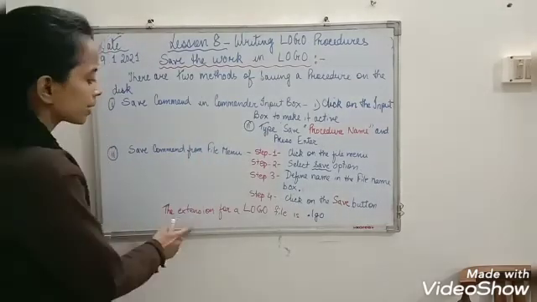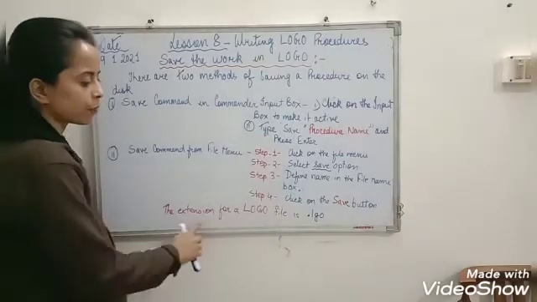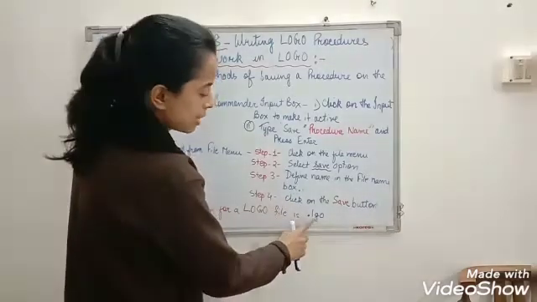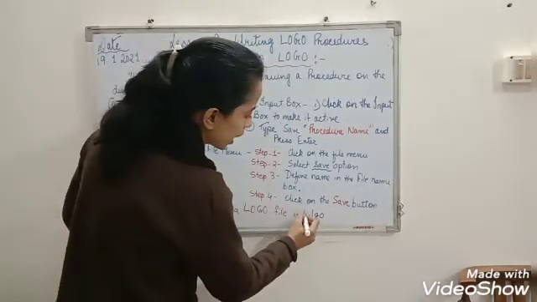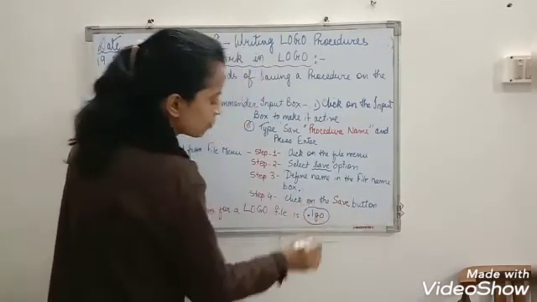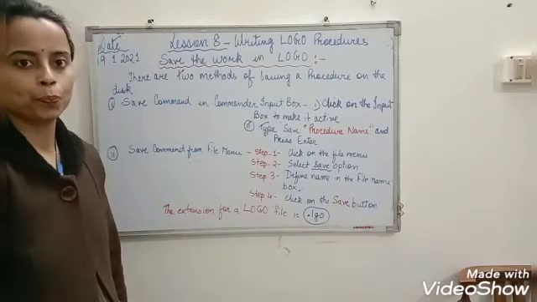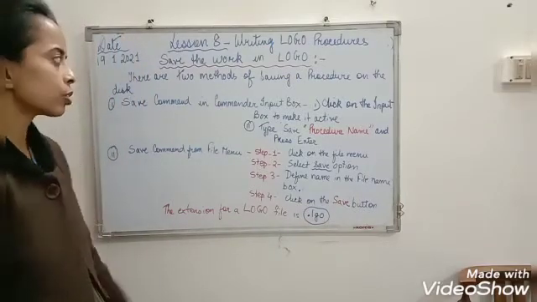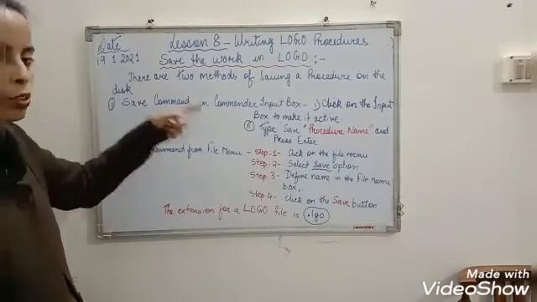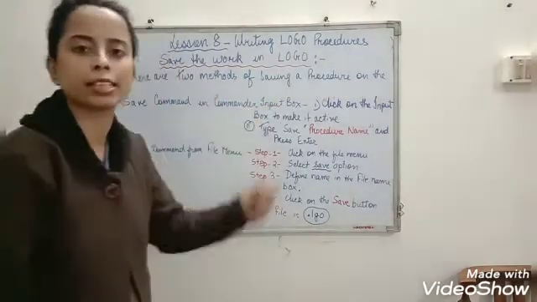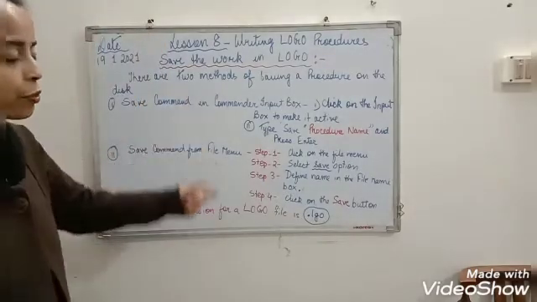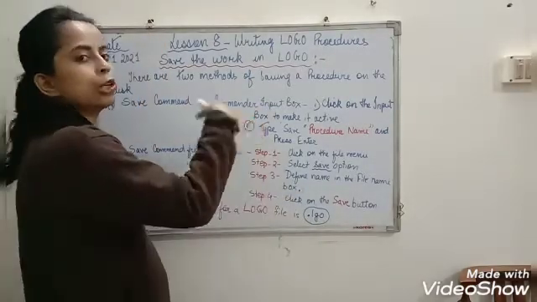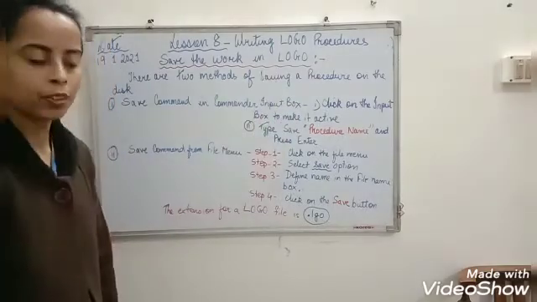Okay, now the extension for a logo file, once it's saved, what is it? .lgo. The extension for a logo file is .lgo. Got it? So this is how you have to save your procedure on the disk. Now, what are we going to learn? How to load a procedure.